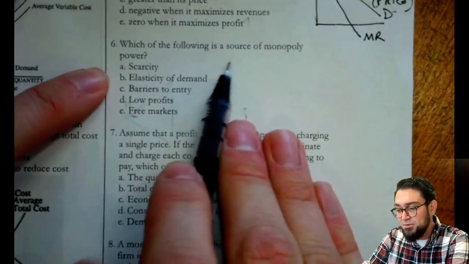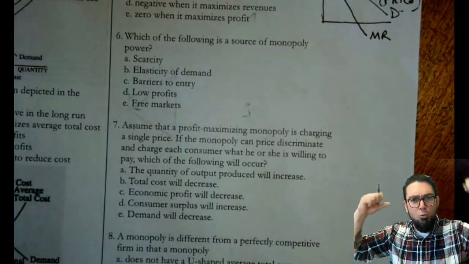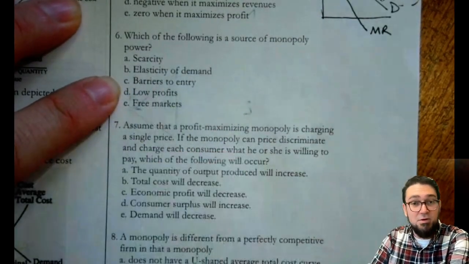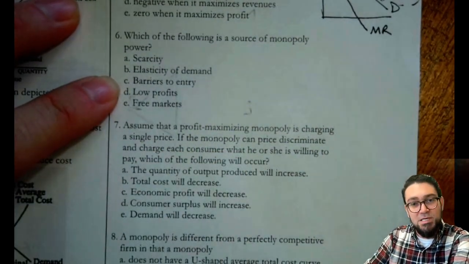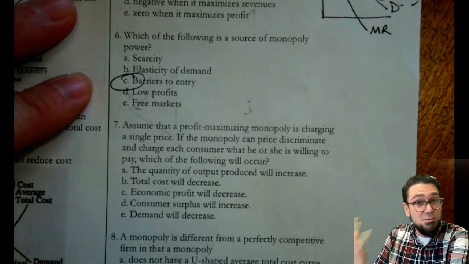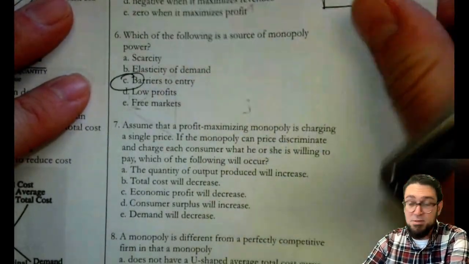Number 6, which of the following is a source of monopoly power? It's really just the fact that there are high barriers to entry, right? Other companies can't jump into this market and steal away their market share. If they could, they would, and that's why these monopolies are often earning profit for a long period of time.